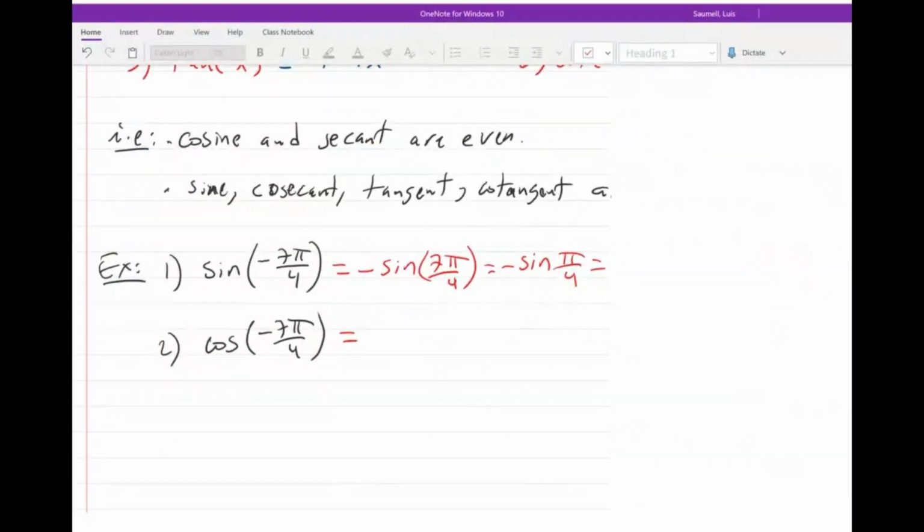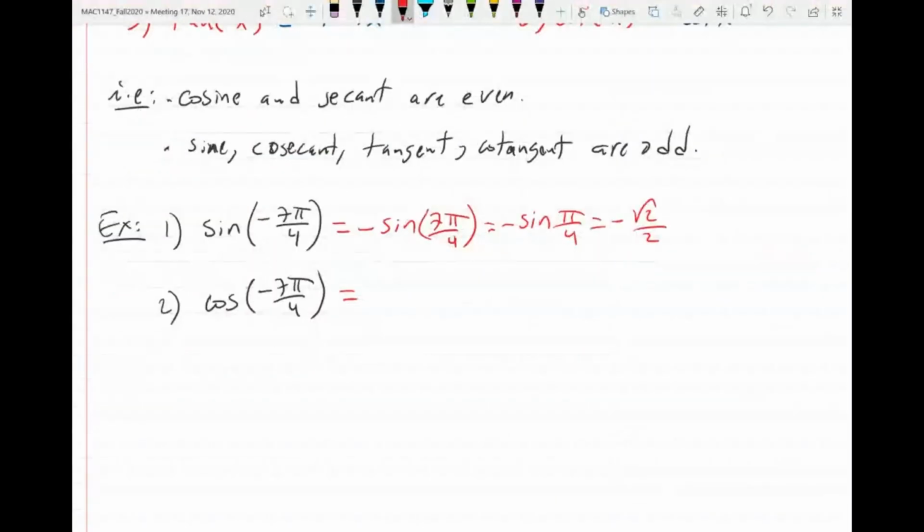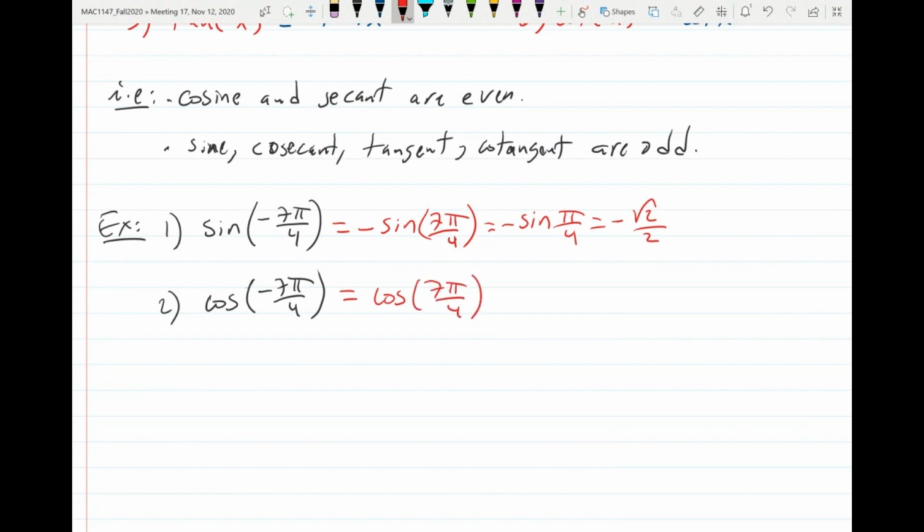Let's go back here. So if we want to do cosine of negative 7 pi over 4, now we can say, okay, cosine is even. That means the negative is not really important here. It's gone. So we can just ignore the negative. And this is cosine of 7 pi over 4. And we proceed as usual. Okay? So we know that this is in quadrant 4. And then in quadrant 4, cosine is positive. So that would be cosine of pi over 4, which is square root of 2 over 2.